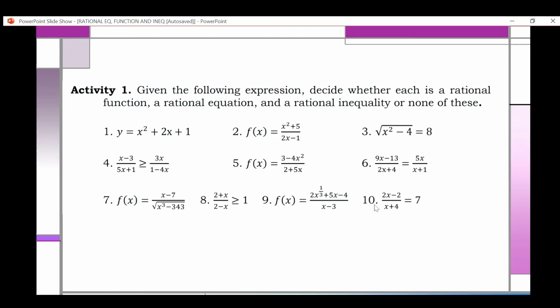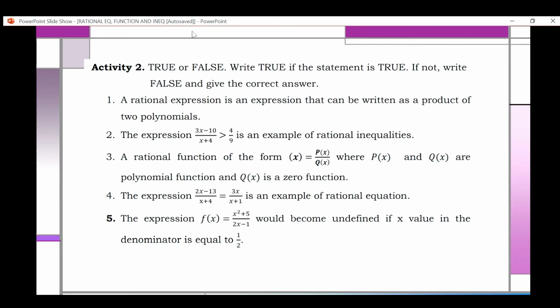Then for number 10, we have here rational expression and the usage of equal sign. So this is a rational equation. Okay? Okay, let's have another activity. True or false. So write true if the statement is true. And if not, write false and give the correct answer. Okay, so answer this in your notebook and then later we will study the answer all together. So pause the video and then do our activity.